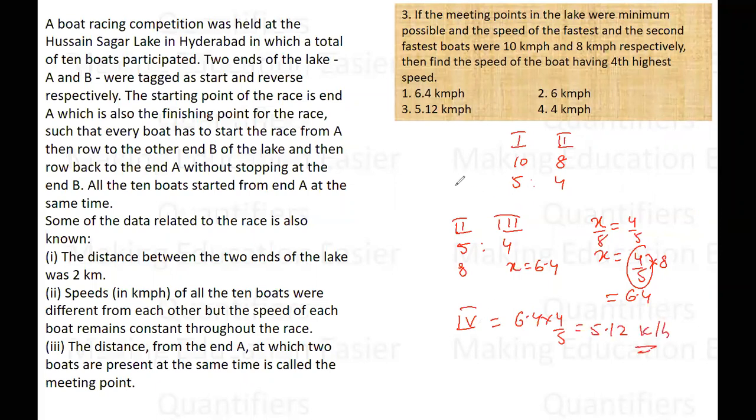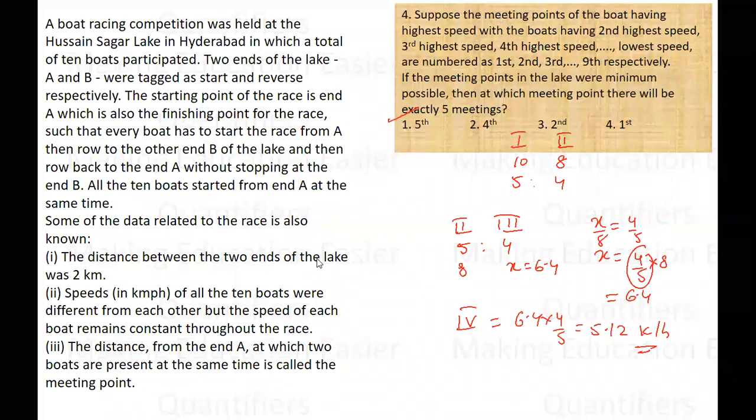So the speed of the boat having the fourth highest speed is 5.12 kilometers per hour. So this was all about this set. This question we already discussed.